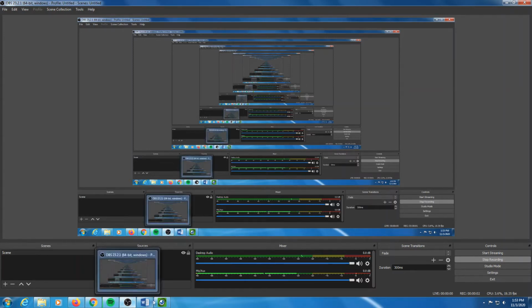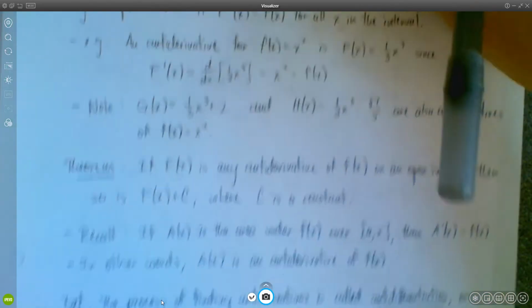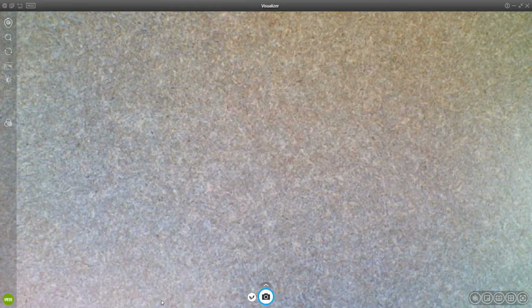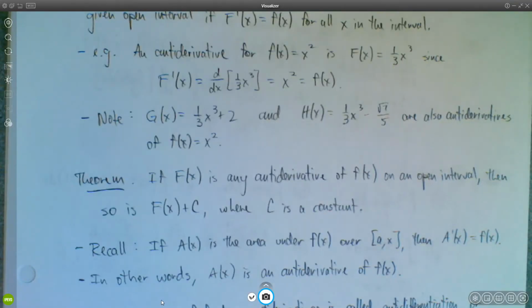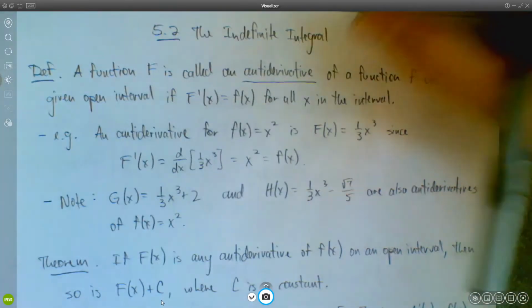All right. Let's move on to 5.2. 5.2 is all about the indefinite integral. And so the idea is this.